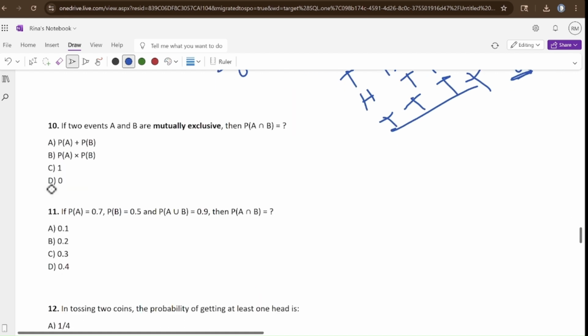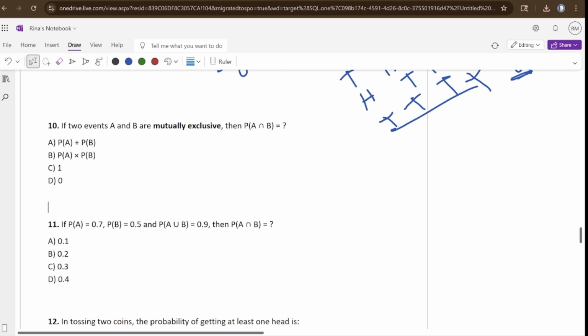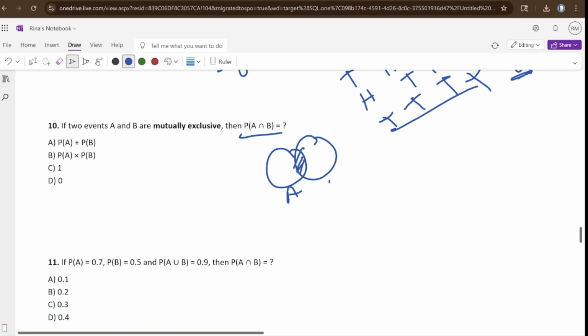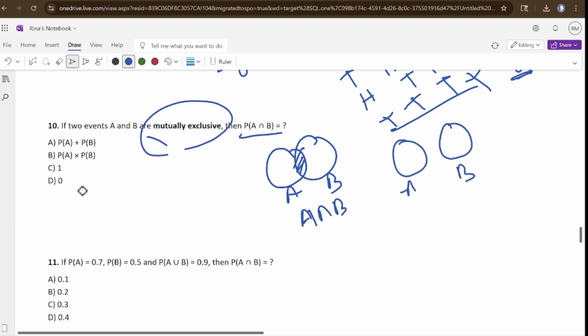Okay. Next, if two events are mutually exclusive, then P(A intersection B). See, they have already said that they are mutually exclusive. And what is A intersection B? A intersection B means the common part. This is A, this is B, this is A intersection B. But if they are mutually exclusive, that means A, B are completely separate. They can never touch each other, right? They are mutually exclusive. So this portion will not exist at all. So this is simply 0.